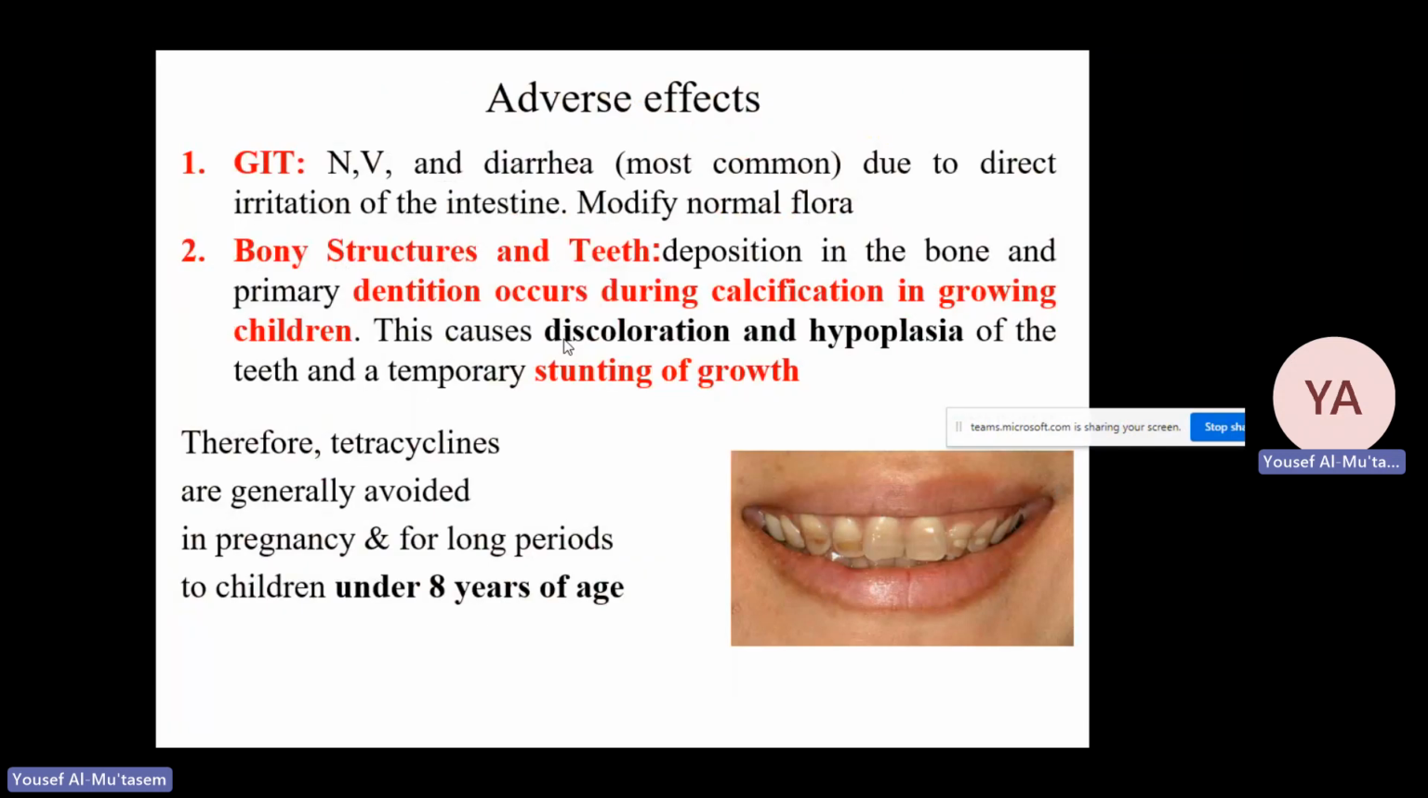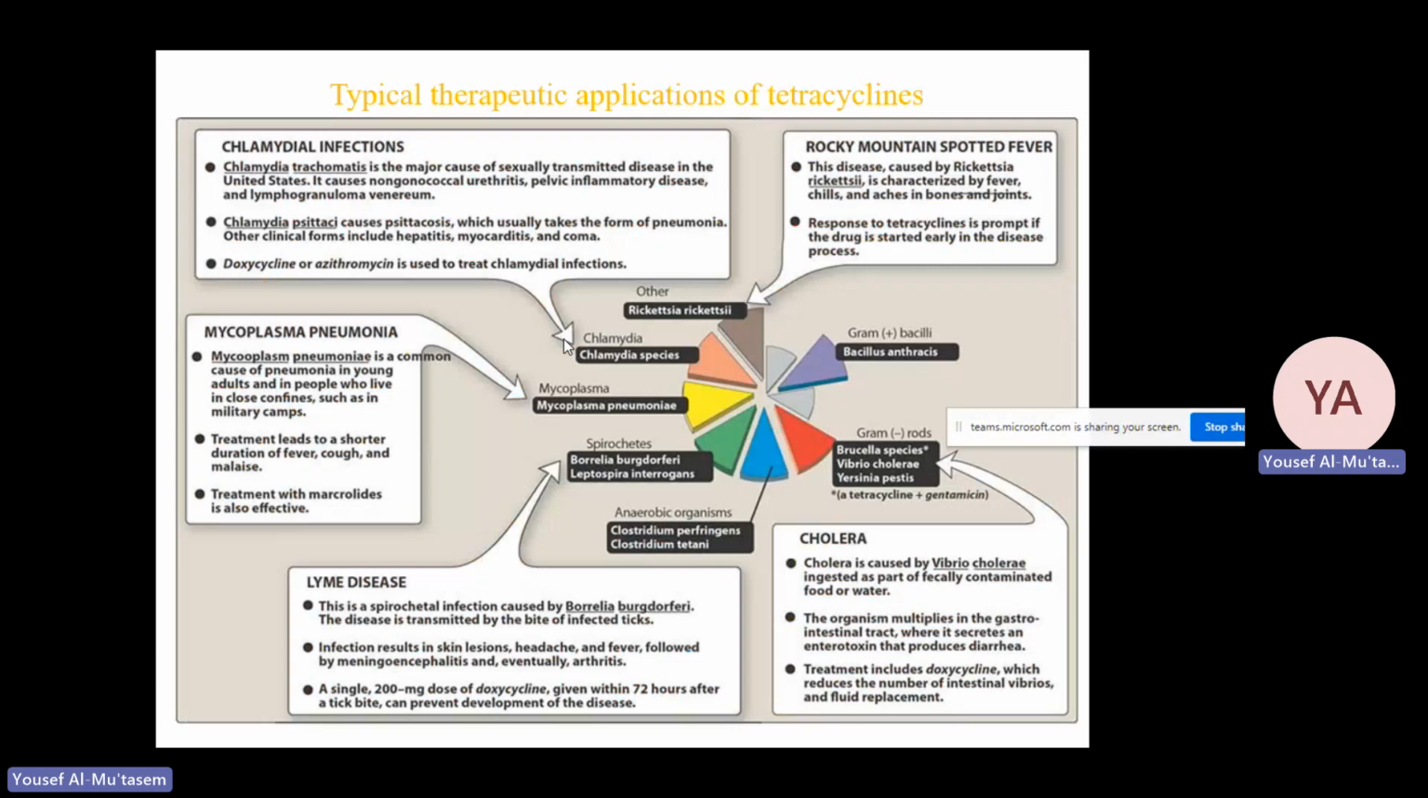This picture is an illustration of the bone and teeth abnormalities that happen with the tetracyclines, where primary dentition happens during a calcification process, and we also have a problem with the mottling of the teeth and temporary stunting of growth. So this has to be kept in mind, and that's why we should avoid using these medications during pregnancy and in children below the age of 8 years old.